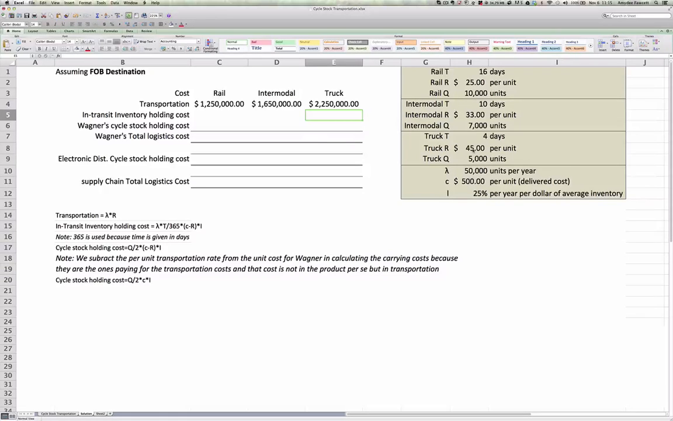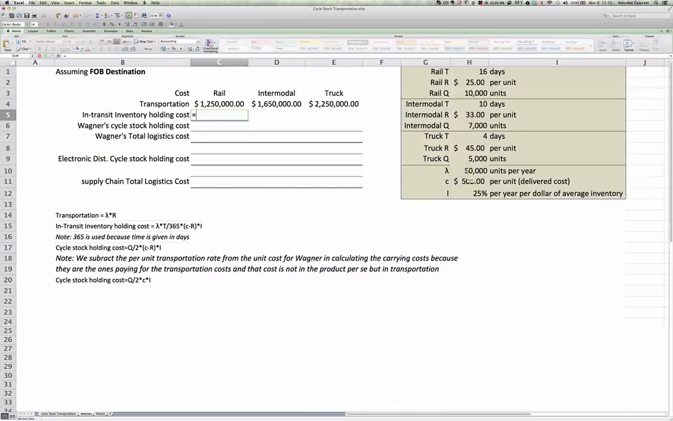So now let's take a look at in-transit inventory holding costs. We have to realize that these transportation modes not only differ in terms of their rates, they also differ in terms of how long it takes. Of course, the longer the transit time, the higher the in-transit inventory holding cost. If we look at rail, for example, in-transit times are 16 days as opposed to 10 days for intermodal and 4 days for truck. So our in-transit holding costs will be a function of the time every unit spends in transit.